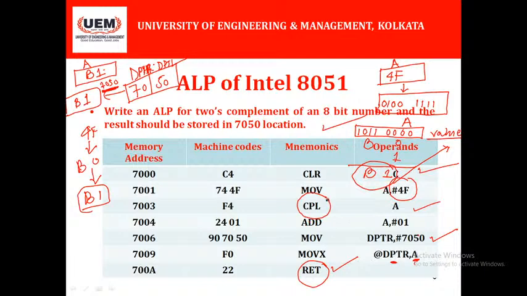Okay, next, MOV A comma #4F, or clear the counter also, you can say that. Here #4F is basically the value. We are going to transmit it to the A register, or accumulator register. So 4F is the value, we are going to transmit it to the A register or accumulator register.